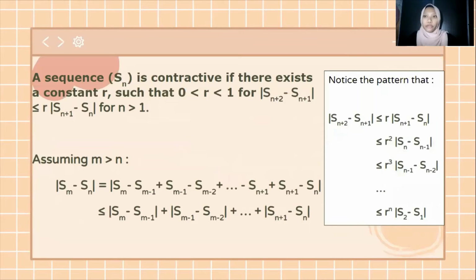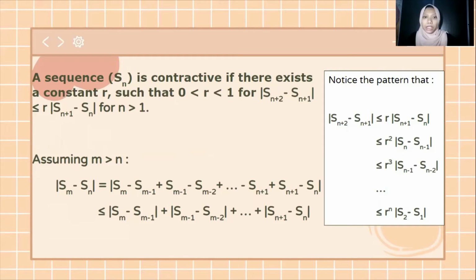So we know that from task 1, a sequence is contractive if there exists a constant R from 0 to 1 such that modulus Sn plus 2 minus Sn plus 1 is less than or equal to R modulus Sn plus 1 minus Sn for n greater than 1.